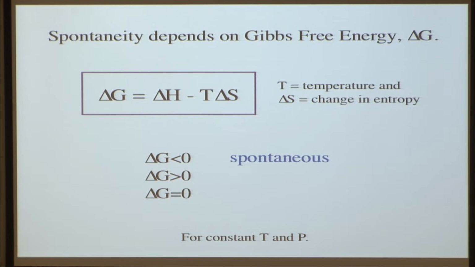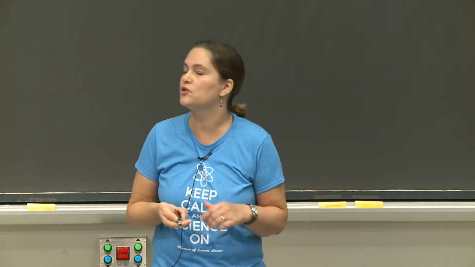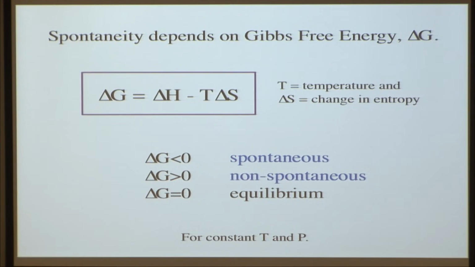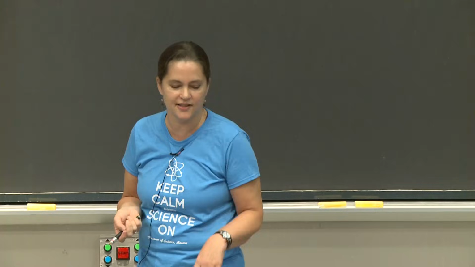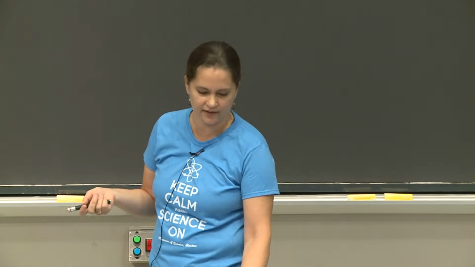Spontaneous. Positive delta G is not spontaneous, non-spontaneous. And delta G equals 0 is one of the other things that I am very fond of, which is equilibrium. So delta G indicates whether something is spontaneous or not. Negative value, spontaneous in the forward direction. Positive value, not spontaneous in the forward direction. And equilibrium, the thing we all try to reach in our lives.